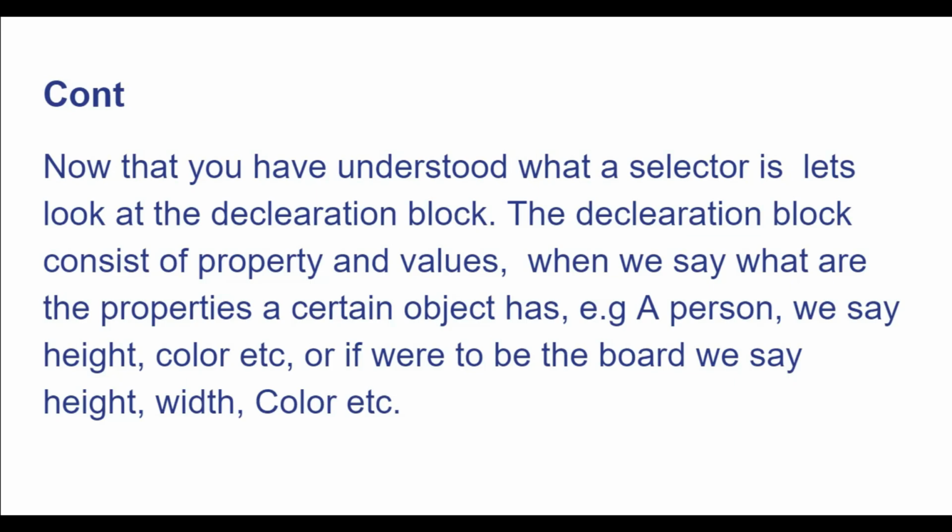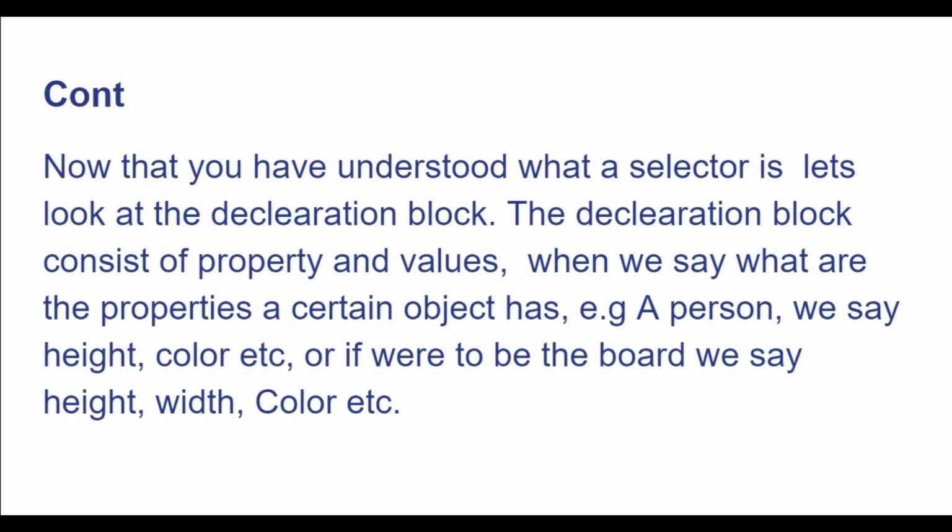Now that you've understood what a selector is, let's look at the declaration block. The declaration block consists of a property and a value. When we talk about the properties of a certain object, take a person, for example. A person is a selector. I'm a selector. When you select me, you check my declaration block, where you see my properties and my values.